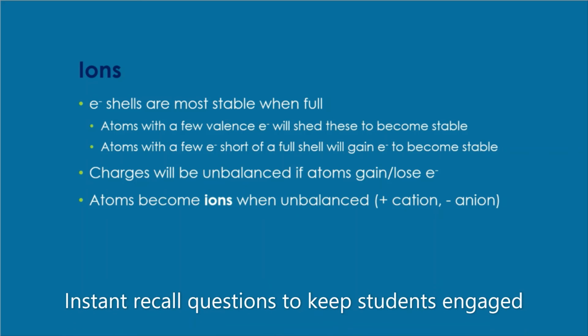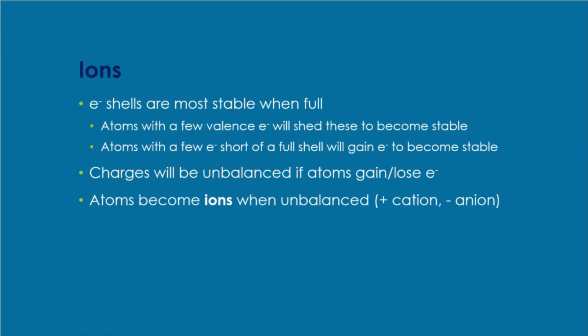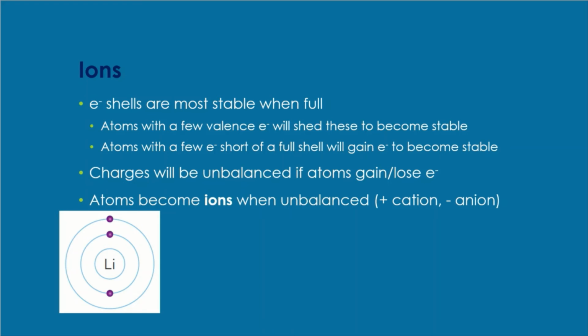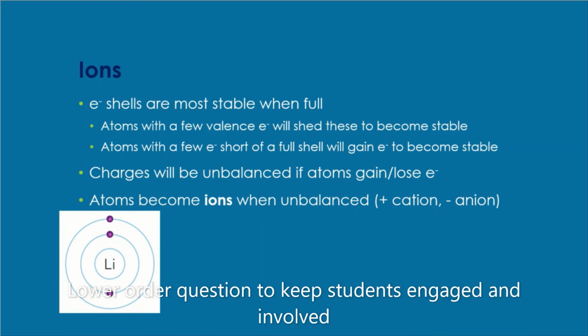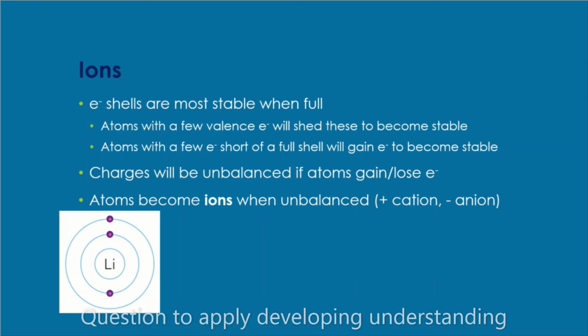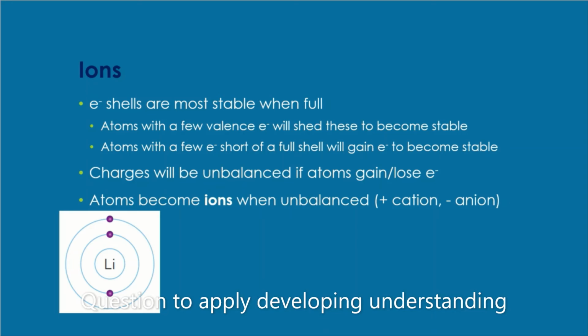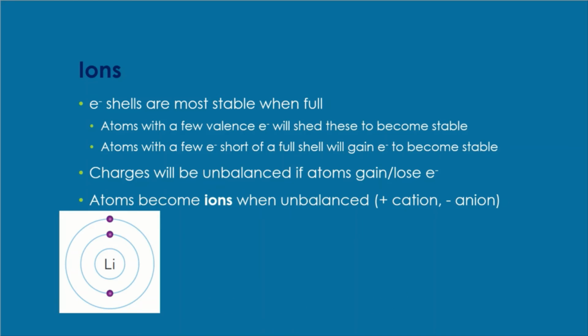Quick quiz, what are positive ions called? Beautiful, cations. And what are negative ions called? Anions, fantastic. Let's have a look at what happens to lithium. How many valence electrons does lithium have? Beautiful, it's got 1. So do we think it will prefer to give away this 1 electron, or do we think it would prefer to gain 7 electrons to fill the 8 spots in its outer shell? Exactly, it will want to get rid of the single electron.